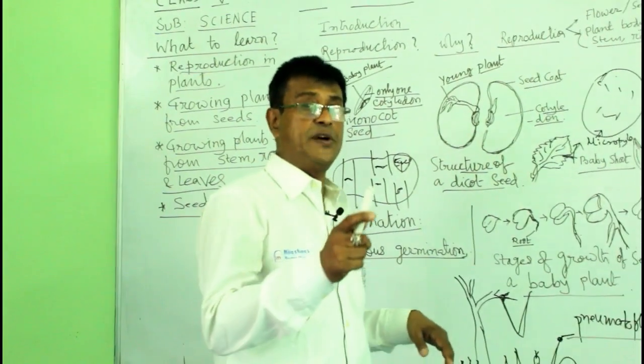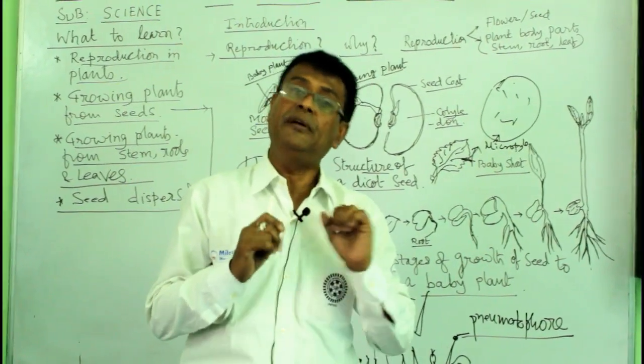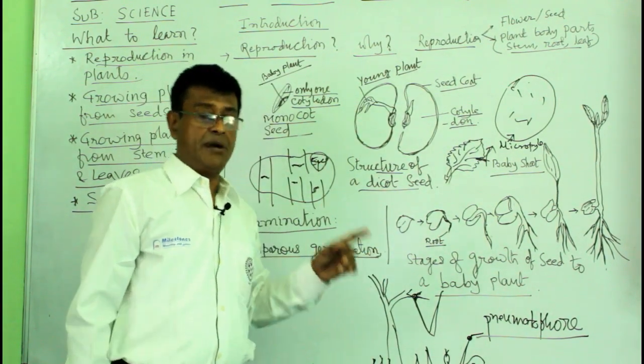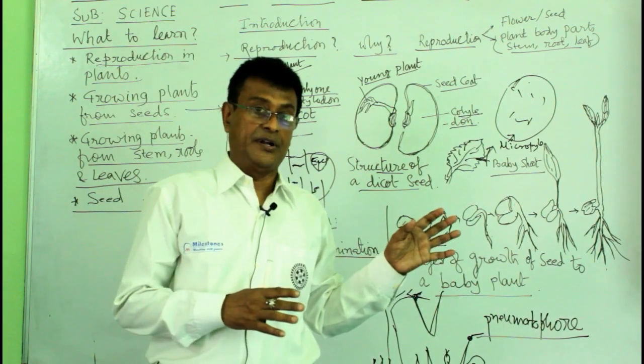Now we have seed dispersal. Seeds are to be dispersed for the proper growth and germination of the plants. This is all done by wind, by animals and by water. And this is all about the chapter.